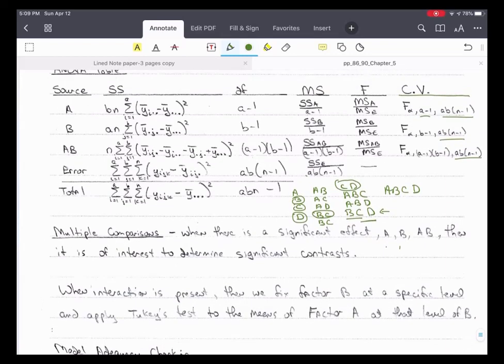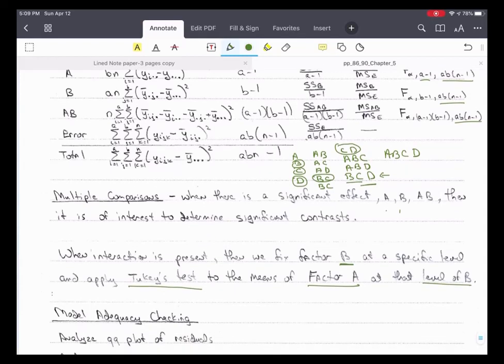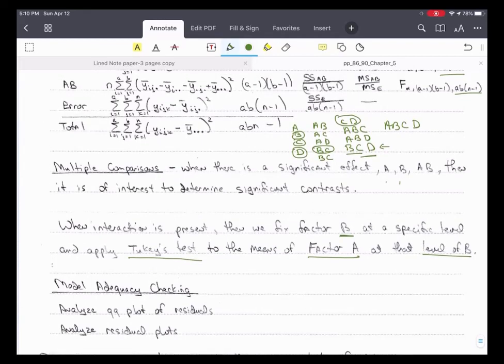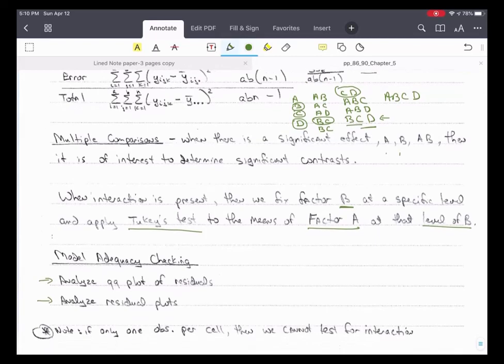Now, when interaction is present, then we fix, let's say, factor B at a specific level and apply Tukey's test to the means of factor A at that level of B. So when we go to our example in the next video, then we'll see what we're talking about there, okay? And we'll do our normal model adequacy checking. We'll analyze our QQ plots for the residuals, and we'll analyze our regular residual plots for any variance issues.